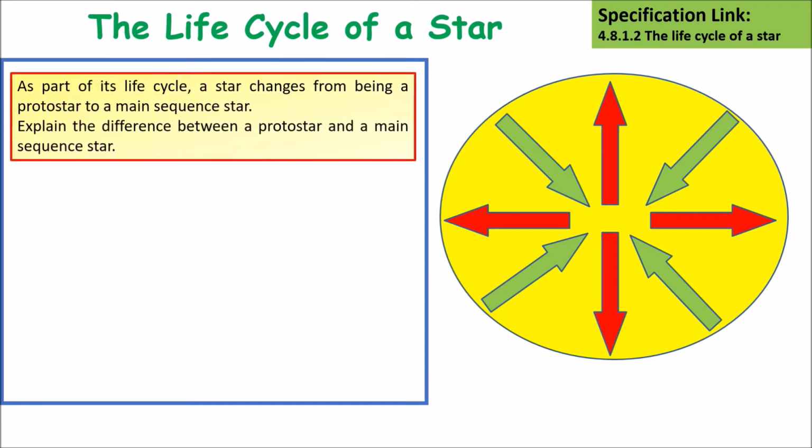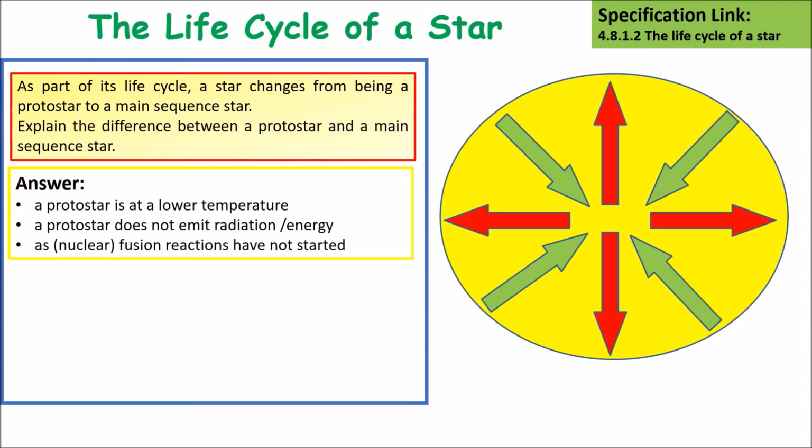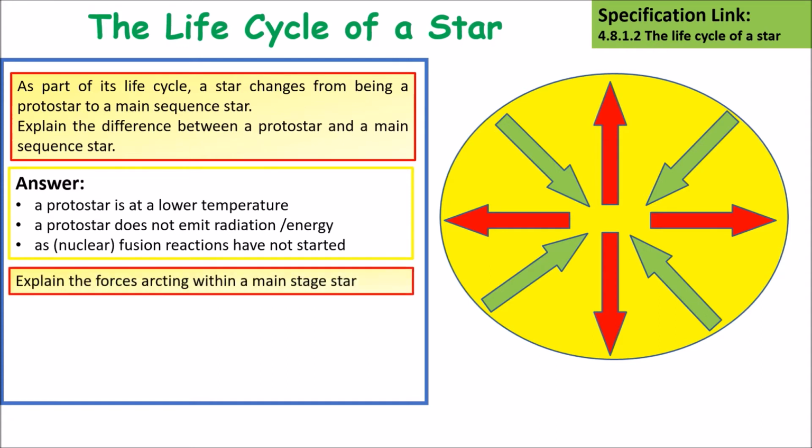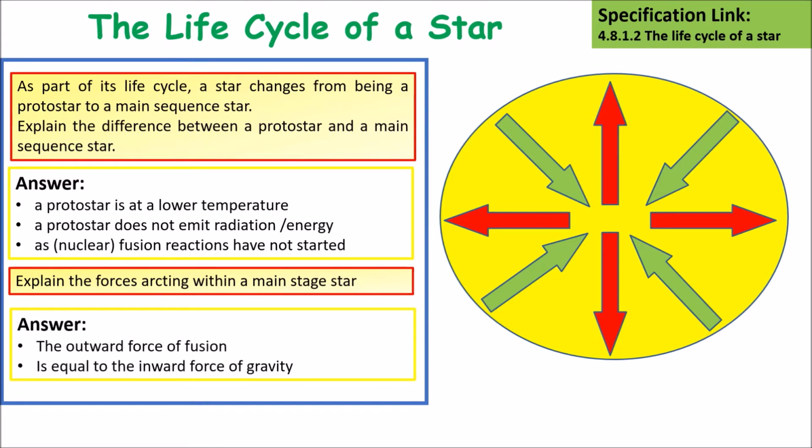As part of its life cycle, a star changes from being a protostar to a main sequence star. If we're looking into explaining the difference between these, the key thing is that a protostar is at a low temperature. A protostar does not emit radiation or energy, and nuclear fusion reactions have not started in a protostar. And if we're looking to explain the forces acting within a main sequence star, the key thing is that the outward force caused by fusion is equal to the inward force caused by gravity.